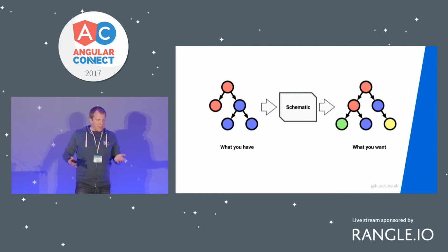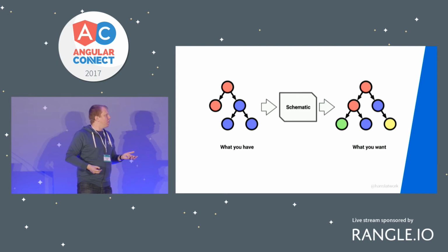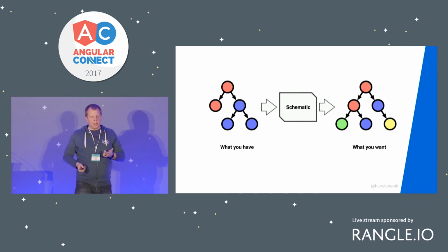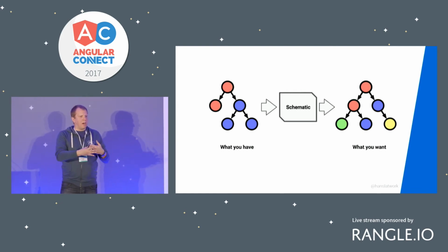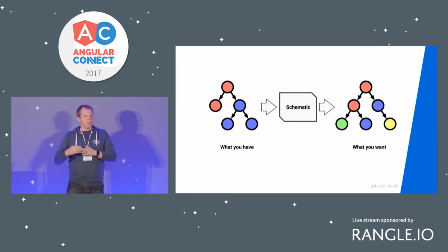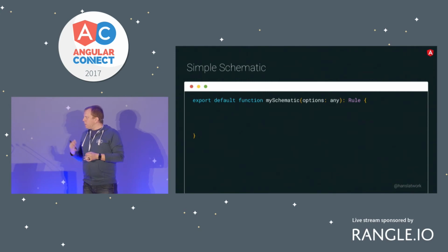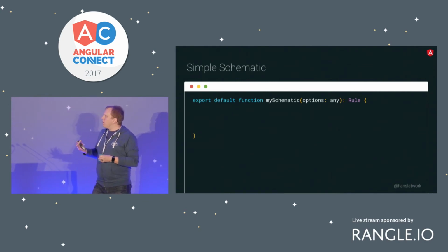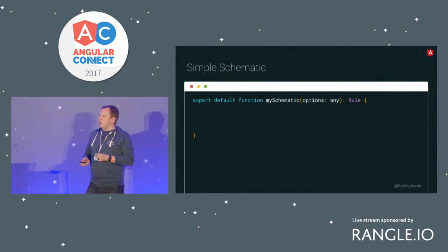And so schematics are just basically a rule, and we'll see what a rule is a little bit later, that takes an input tree and an output tree. And a tree is basically just a map of directories and files to their content. So a little bit of code. I want to show you guys a little bit how to create a schematic.